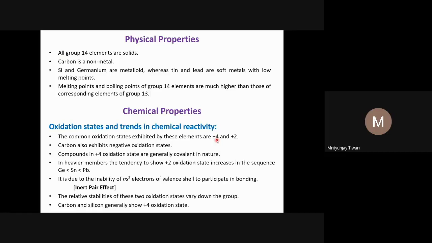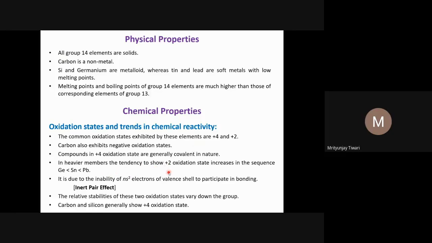So these elements can show other oxidation states as well. However, the most common are +4 and +2. Carbon also exhibits negative oxidation states, as I said, -4, -3, -2, -1, and zero oxidation state carbon can also show because carbon can exist in the elemental state as well. In the allotropes of carbon, diamond, graphite, coal or fullerene, there is only a carbon-carbon bond, and so the oxidation state of carbon is zero.